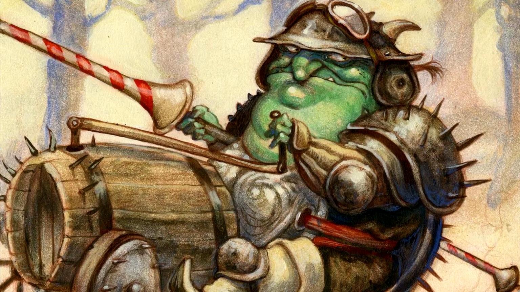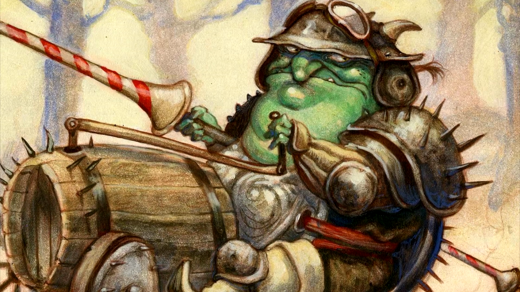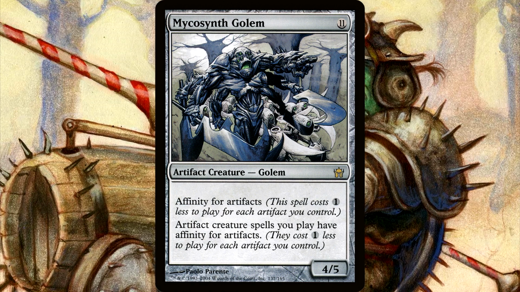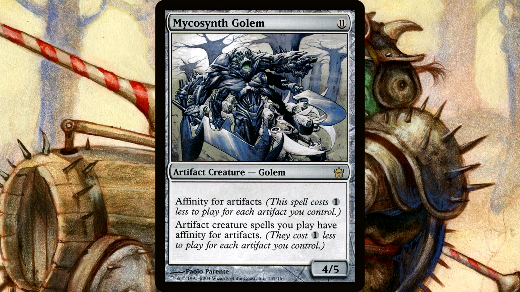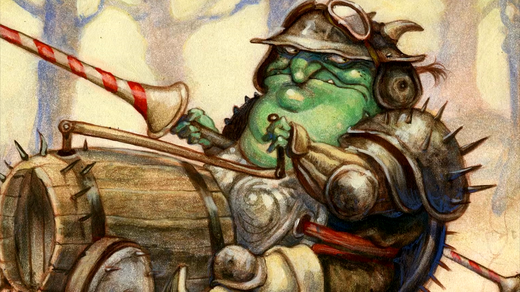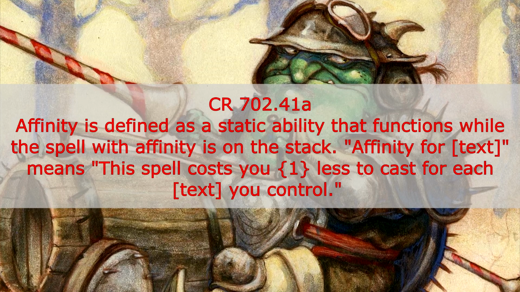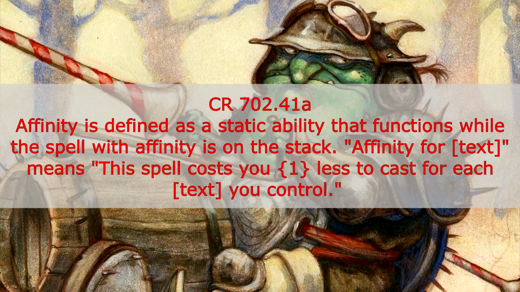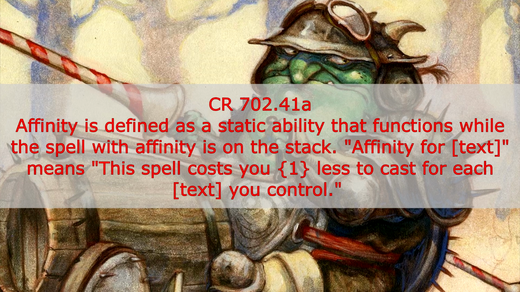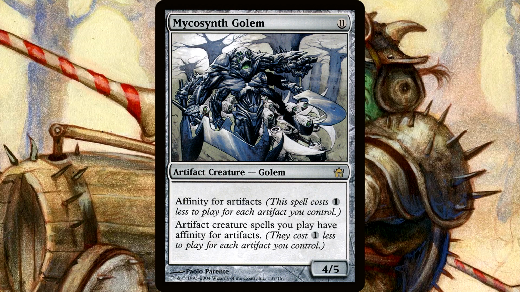One that is often used when discussing 601.2f, and that is with Affinity. Mycosynth Golem is an artifact creature for a whopping 11 mana, but you'll almost never pay that 11 mana because it also has Affinity for artifacts. Affinity is in the Comprehensive Rules 702.41a, and it is defined as a static ability that functions while the spell with Affinity is on the stack. Affinity for blank means this spell costs you 1 generic less to cast for each blank you control. So it's a cost reducer.